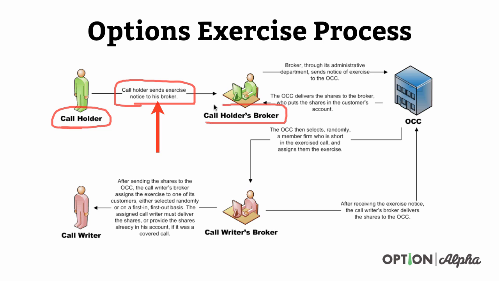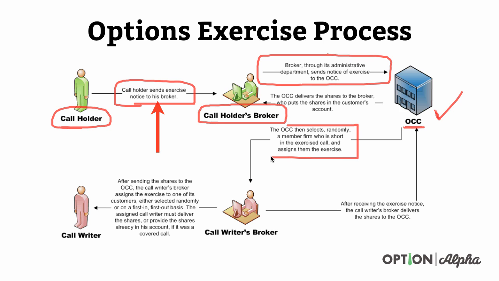So whoever your broker is then receives that request. Immediately, the broker sends a notice of exercise to the OCC. So again, this is why I wanted to talk about the OCC first in this video, because now you can see where the OCC comes into play a little bit more. The OCC receives that request immediately, and they randomly select a member firm who is short an exercised call and assign them the exercise.